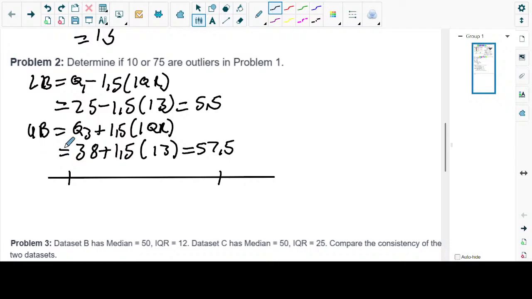We have our 5.5 here. And then here we have our 57.5. So then we're checking if 10 and 75 are outliers. So then 10 falls after 5.5. That means therefore it's inside. It's within. Therefore 10 is not an outlier.